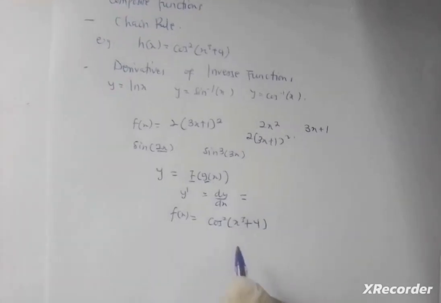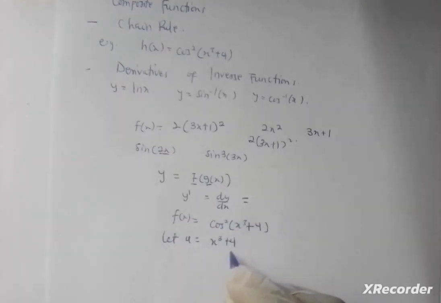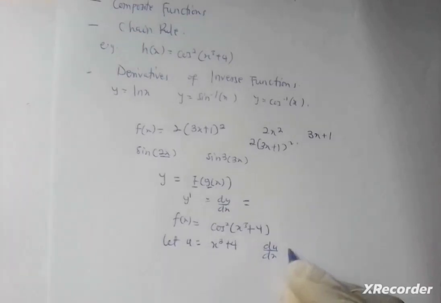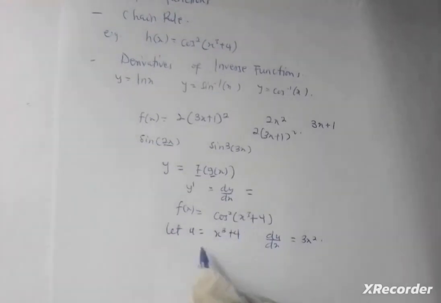Chain rule. First of all, we are going to use letters to represent the inner variables or the inner functions. So let u be equal to what I have inside here, s cubed plus 4. Once I get u to be equal to s cubed plus 4, I will differentiate u. So du over dx will be equal to 3s squared. I put it down. Once I make u to be this, my f of x will be equal to cos squared u.